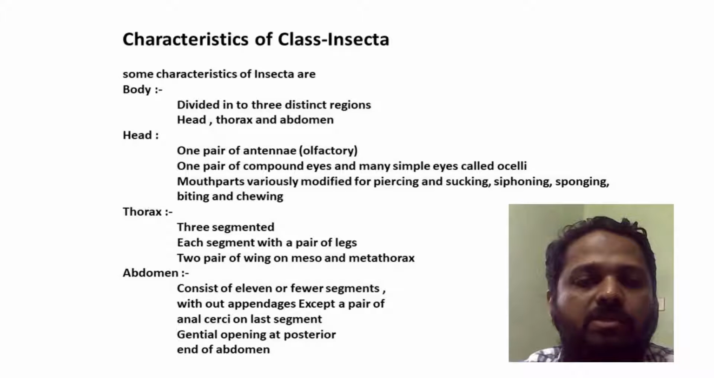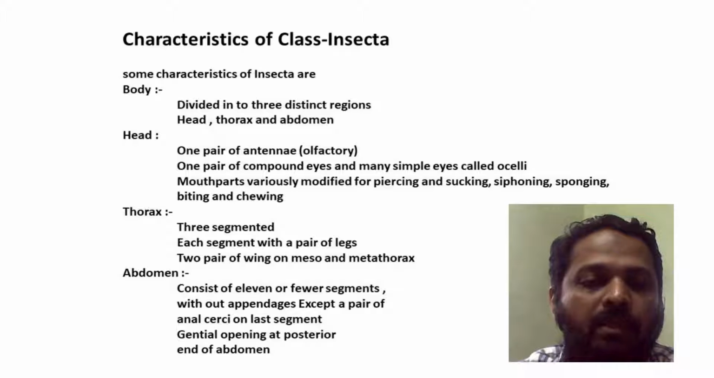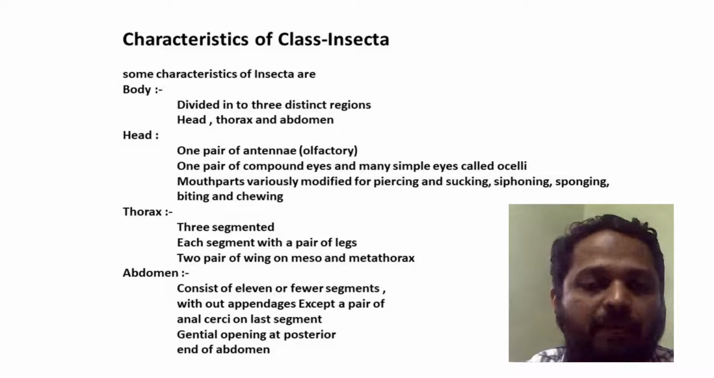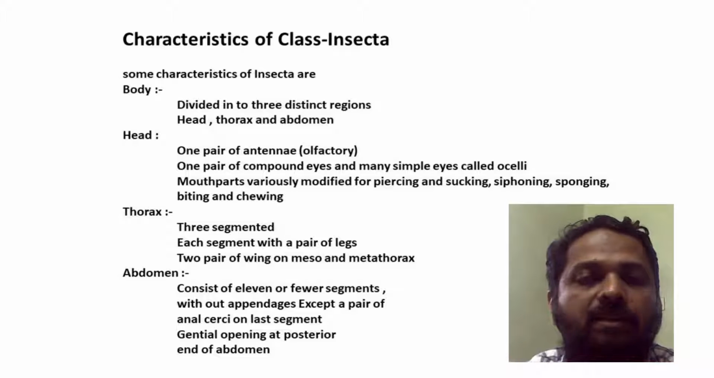The head comprises one pair of antennae, which are olfactory, one pair of compound eyes and many simple eyes called ocelli. The mouth parts are variously modified for piercing and sucking, siphoning, sponging, biting and chewing types.